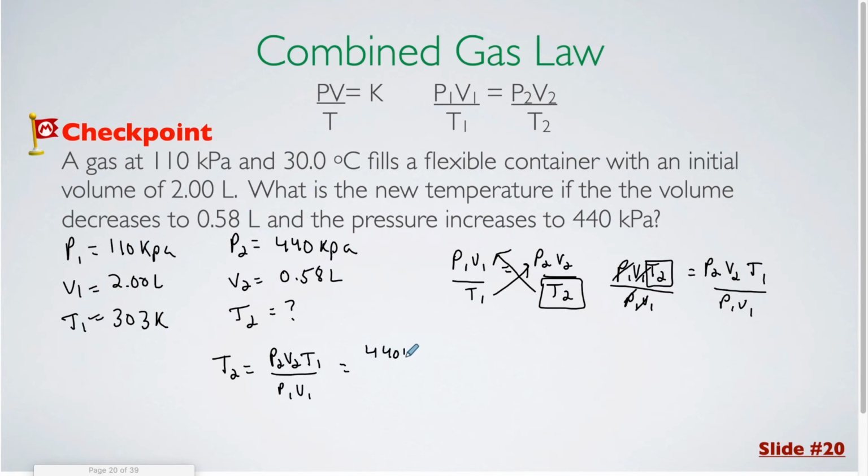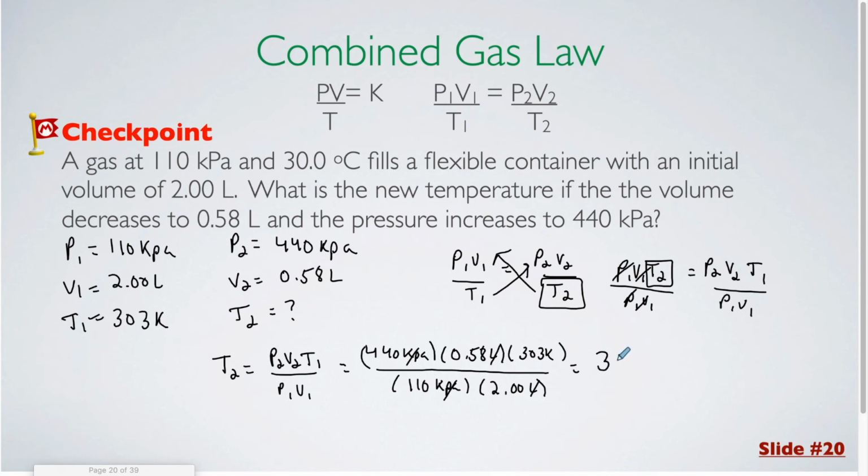I have 440 kPa, 0.58 liters, and then my initial temperature of 303 Kelvin. It's all going to be divided by my first pressure, which was 110 kPa, and my first volume, which was 2.00 liters. The liters are going to cancel, the kPa are going to cancel, and I'm left with Kelvin, which is an acceptable unit for temperature. I'm going to multiply everything across, and it is going to be 350 Kelvin. Now in this particular question, it says what is the new temperature. It doesn't specify what unit it's supposed to be in, so I can leave my temperature in Kelvin. If it was specific and asked what the temperature was in Celsius, I could always subtract 273 in order to get back to the original temperature.